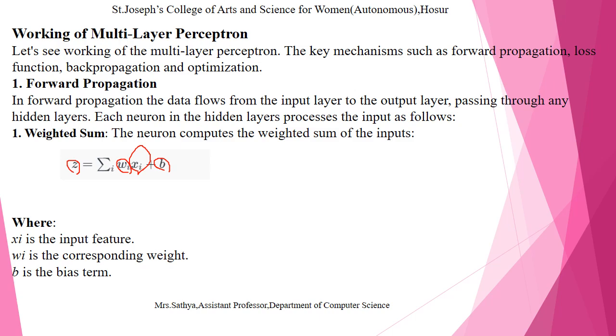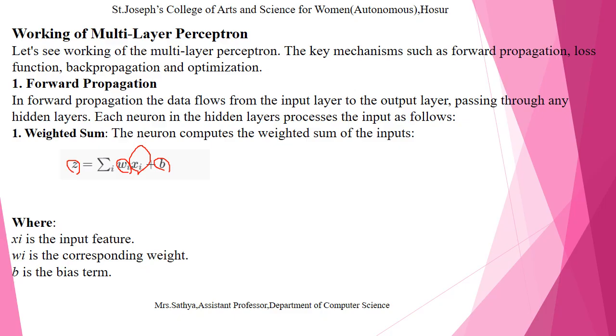Okay, so the weighted sum: the neuron computes the weighted sum of the inputs. Here xi is the input values, and wi is the corresponding weight of each input value. b is the bias term. All of these are stored in z, and z is called the net input to the neuron.